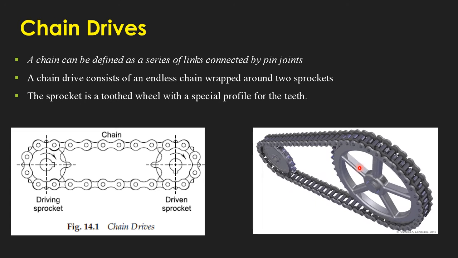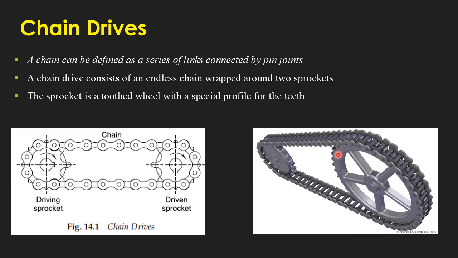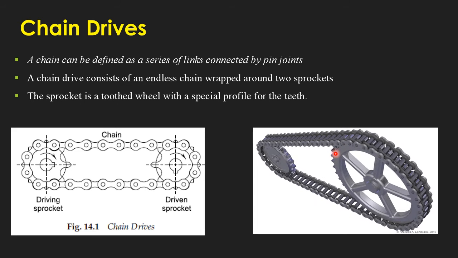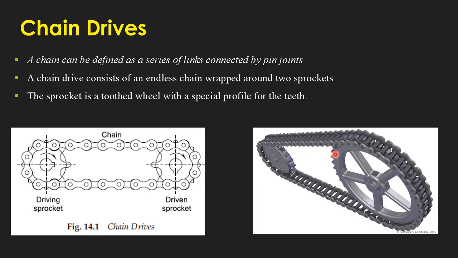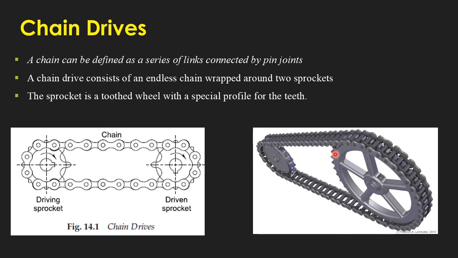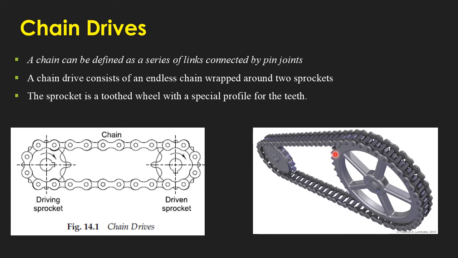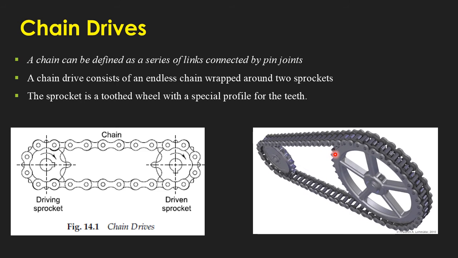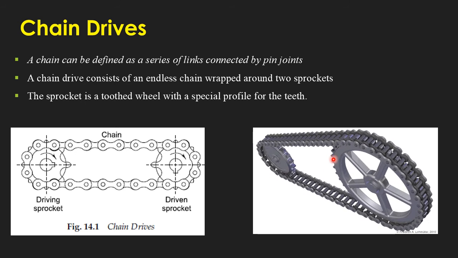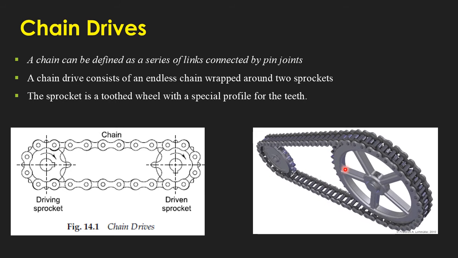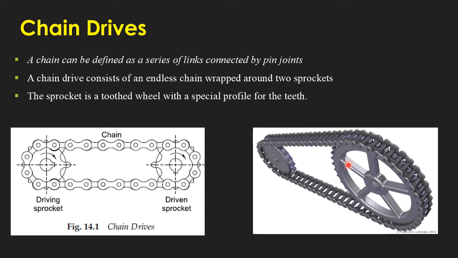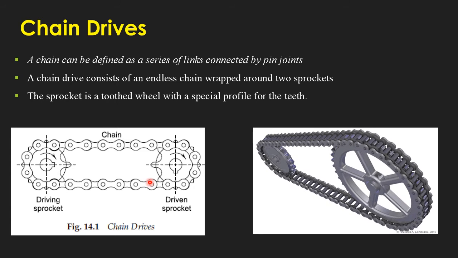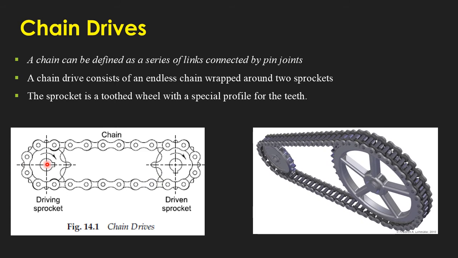The term used is sprocket, which is a cylindrical wheel which will have some kind of tooth profiles on the periphery of those two cylindrical wheels. On its periphery, toothed profiles will be present. That kind of arrangement is called a sprocket. The front view of this particular chain drive arrangement is clearly explained here.